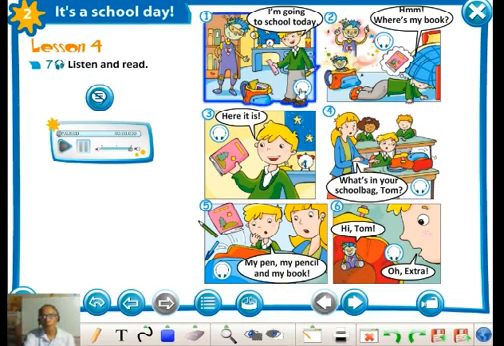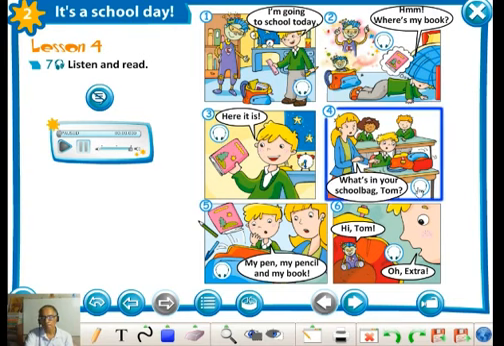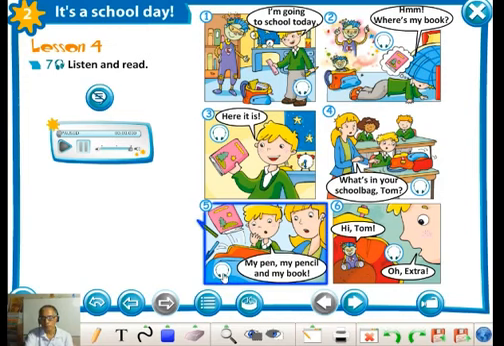I'm going to school today. Hmm, where's my book? Here it is. What's in your school bag, Tom? My pen, my pencil, and my book. Hi, Tom. Oh, extra.